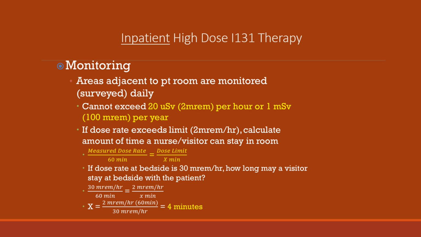The example I have here is if somebody reads 30 MR per hour. How long can a visitor stay at their bedside? We would do 30 MR per hour divided by 60 minutes. That gets rid of that hour, right? And then that equals 2 millirems per hour, because that's the limit, divided by X minutes. You cross multiply and divide, and you get basically 2 MR per hour times 60 minutes divided by 30 MR per hour. And that equals 4 minutes. So that's how long somebody should stay in the room with that patient if they're emitting 30 MR per hour.